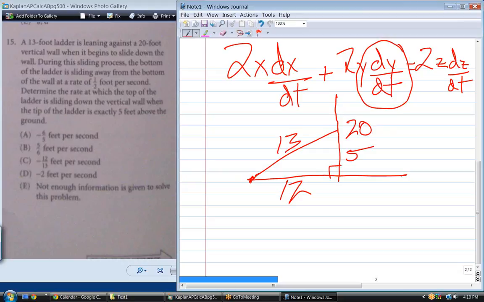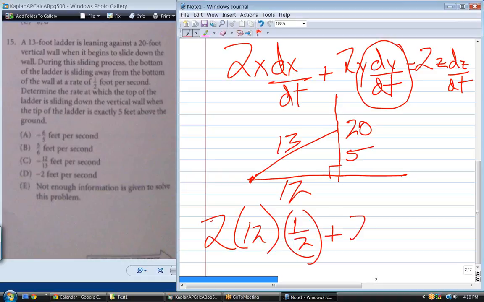They didn't give us that. In other words, I can plug in everything here. If I plug into this equation, I've got 2 times 12, dx dt was given to us as 1/2, plus 2 times 5, that's what y is at the point they're asking, times dy dt, well, that's what we're trying to solve for. We know z is 13, so it's 2 times 13, but they didn't give us dz dt.